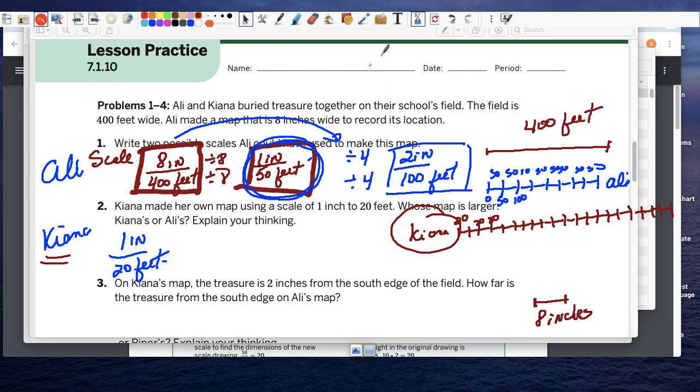Okay, let's keep going. On Kiana's map, the treasure is 2 inches from the south edge of the field. How far is the treasure from the south edge on Ali's map? Using Kiana's map, let's figure out what 2 inches is. 1 inch is 20 feet. What if you have 2 inches? How many feet would that be? This one's kind of easy. We can just multiply by 2. The bottom I multiply by 2, I get 40 feet. So the actual distance is 40 feet.